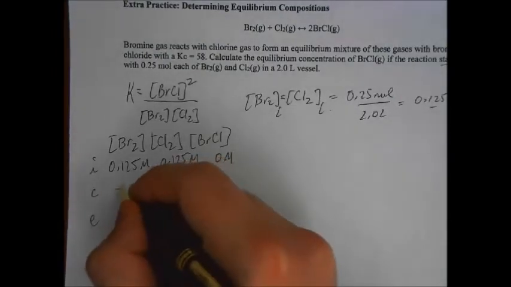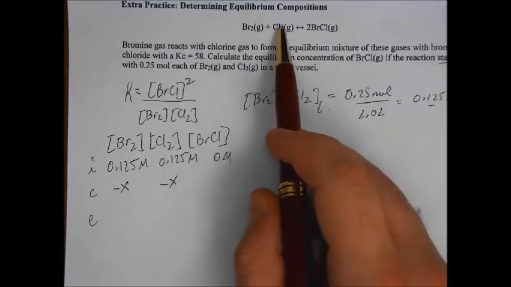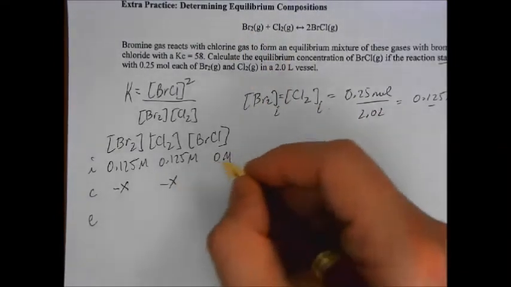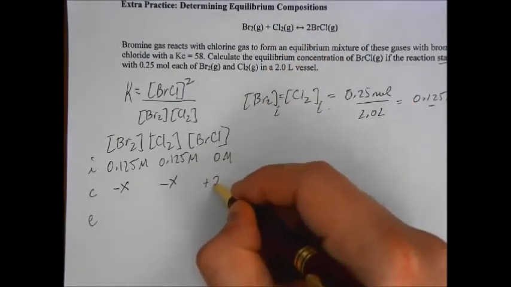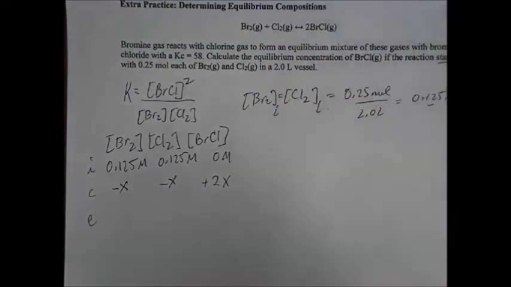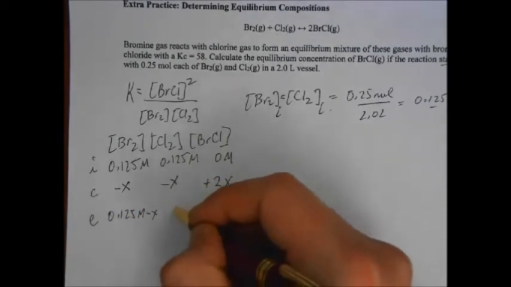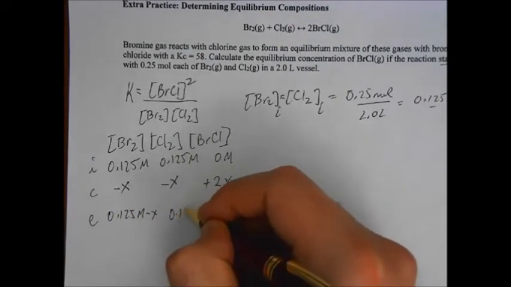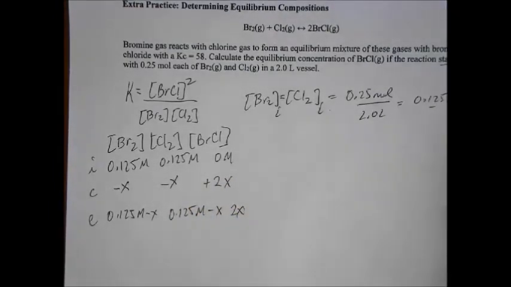And then we're going to say, well, this is going to go away, and this is going to go away. We know from the stoichiometry that those are going to be 1s. And here, for every one of these we get rid of, we're going to make 2 of those. So now we can write our equilibrium concentrations, which are going to be 0.125 molar minus X, 0.125 molar minus X, and 2X.